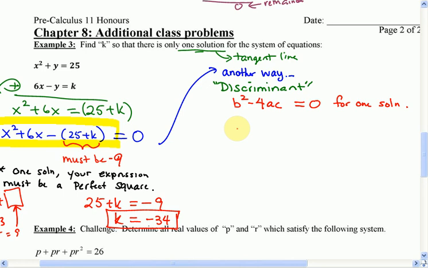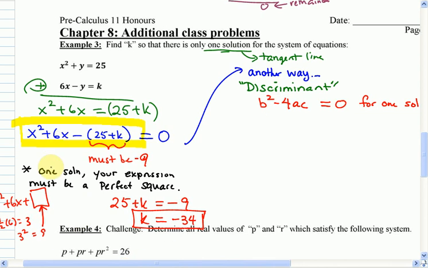Okay? Now, using this discriminant, what's b? What's a? What's c? Use that original formula. What's b? 6. Good. 6 squared minus 4 times a, which is 1, times c. Now c is this whole thing, the negative with the 25 plus k. That whole thing is my c, my constant. And this is supposed to equal 0.